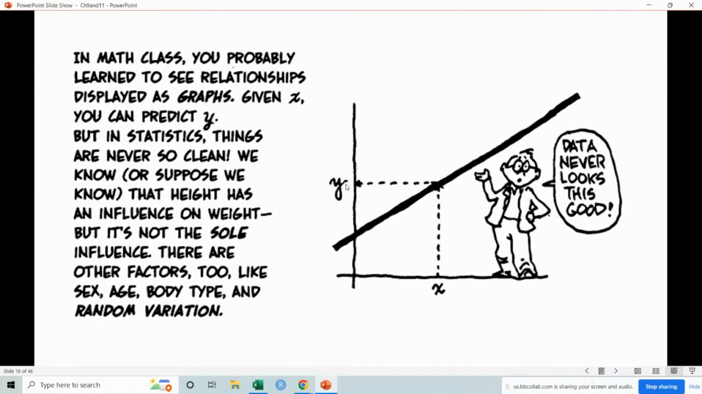So in math class, you probably learned to see relationships displayed as graphs. Given x, you can predict y. Remember back to the slope-intercept form and all that. Well, we're going to bring that back and apply it and make it a little more useful.